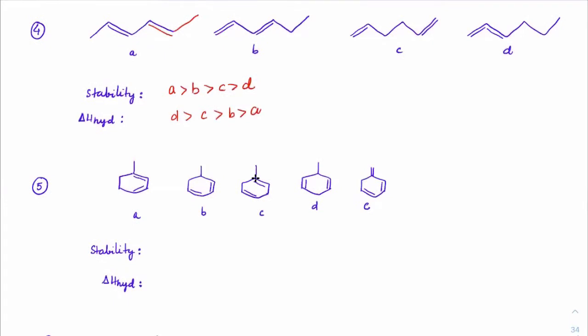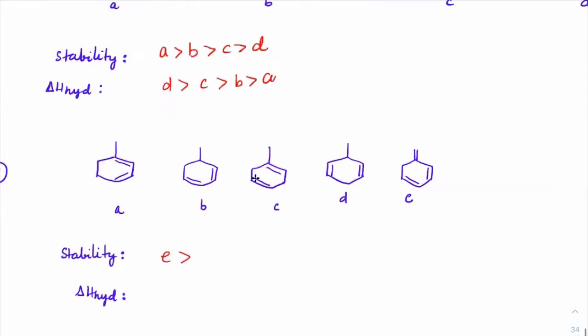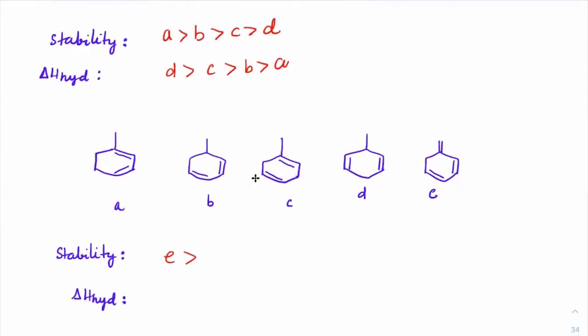Here, first check out the number of pi bonds for hydrogenation. But anyways, for stability, you just have to check out resonance and hyperconjugation. The E has the most amount of resonance because all pi bonds are involved in here. So E will be the most stable one. Then, if you see here, there is a cross conjugation. No, sorry. No conjugation here.